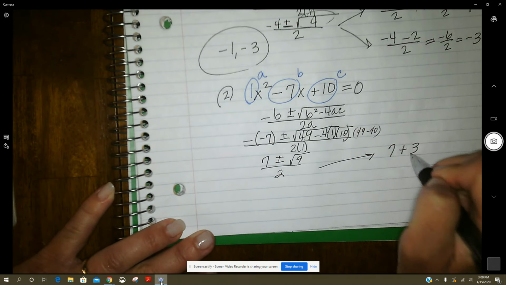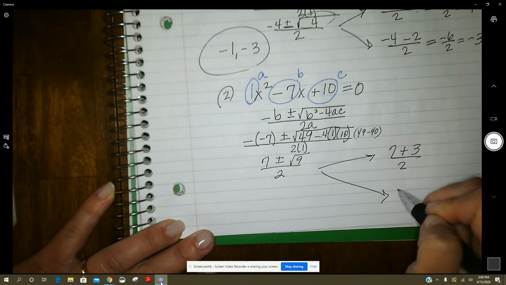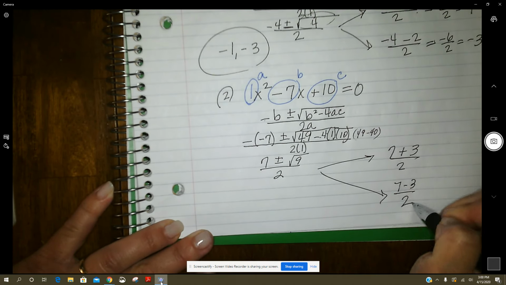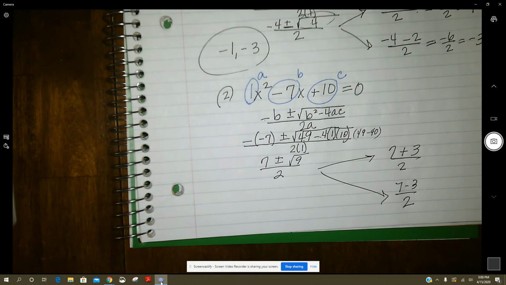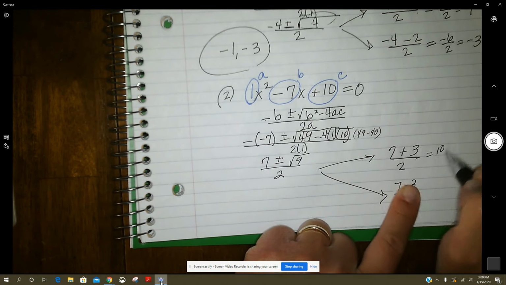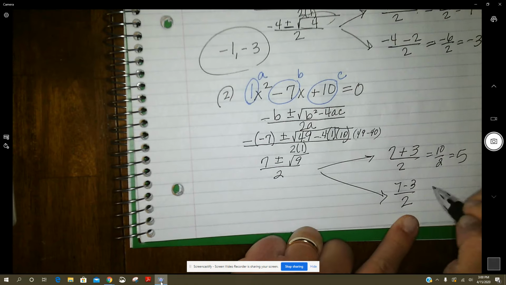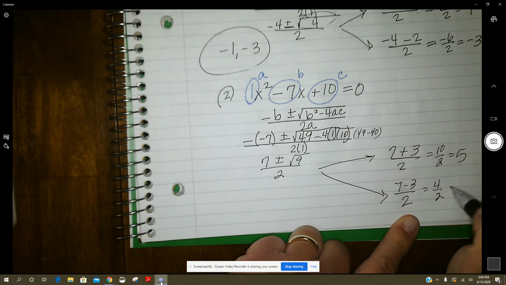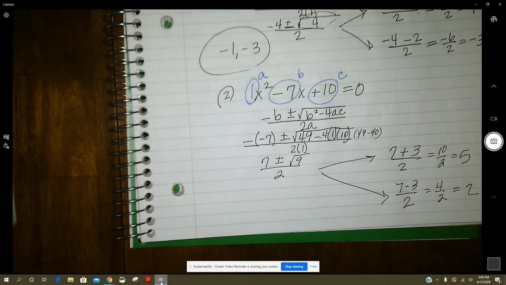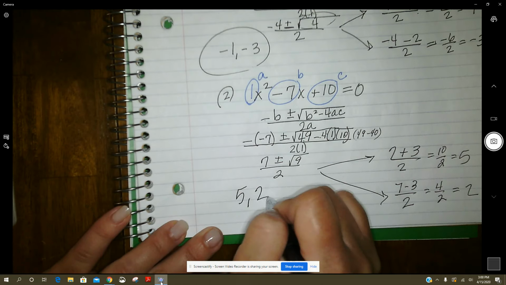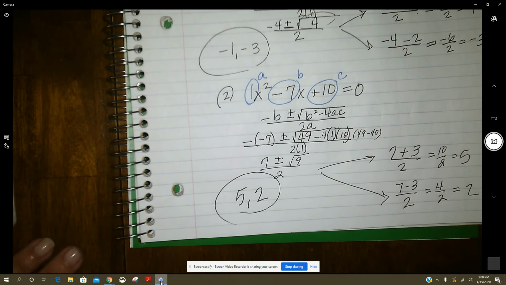7 plus 3 divided by 2. 7 minus 3 divided by 2. The square root of 9, remember, is 3. So this becomes 10 divided by 2, which is 5. 4 minus 2 is 2. Okay, so our 2 answers are +5 and +2.